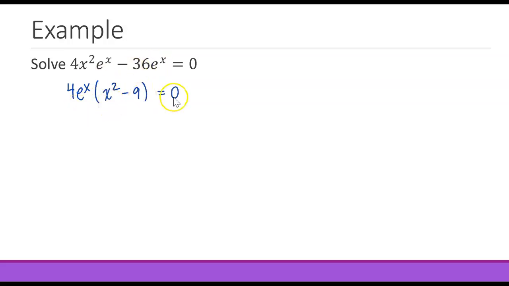So now that I have a product equal to 0, I can set each piece equal to 0. So I have 4e to the x equals 0, and then x squared minus 9 equals 0.